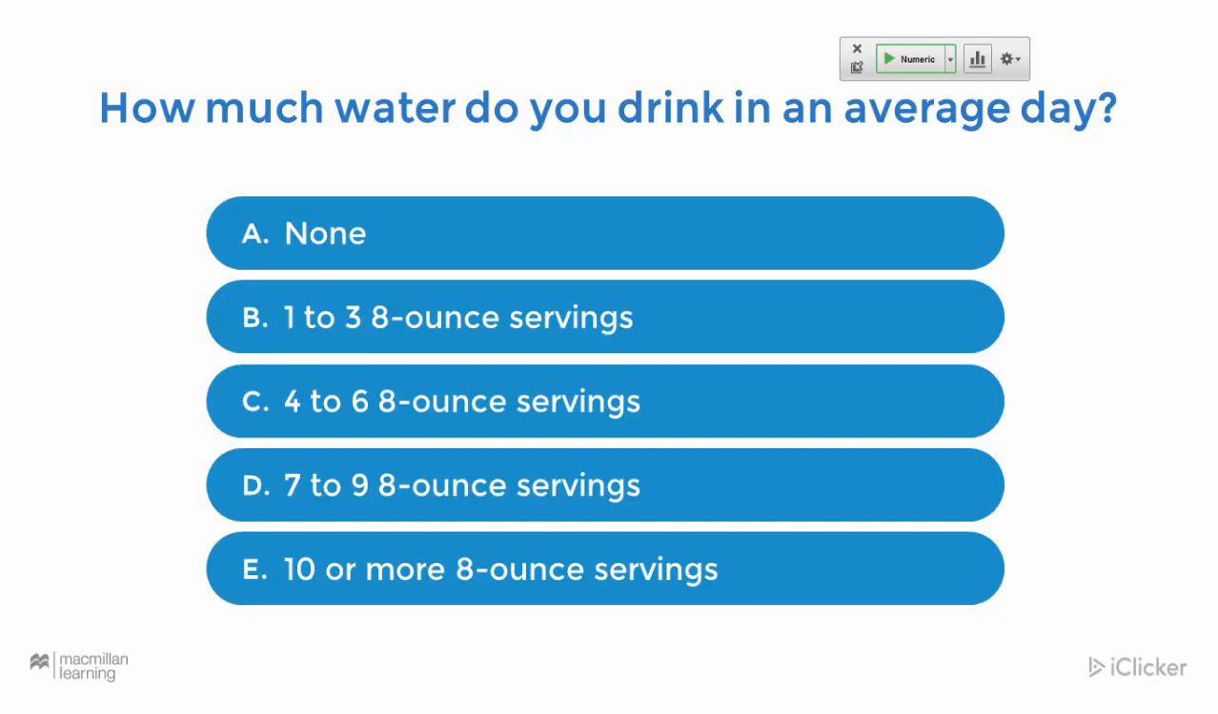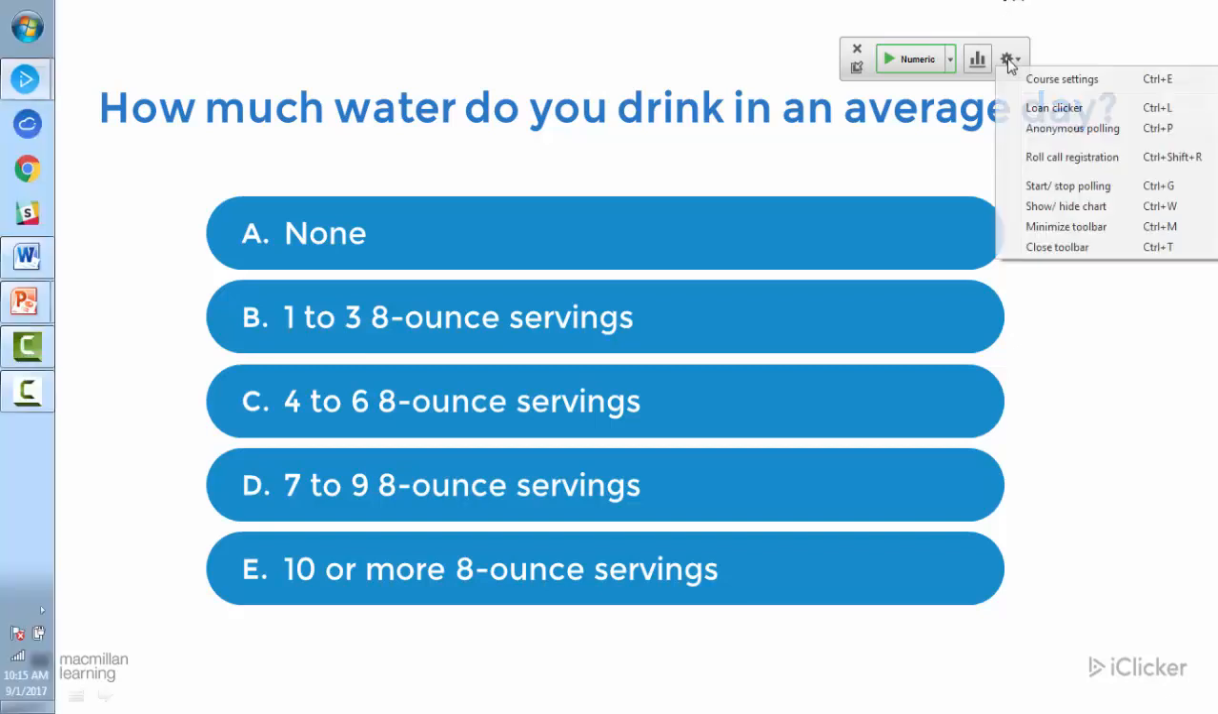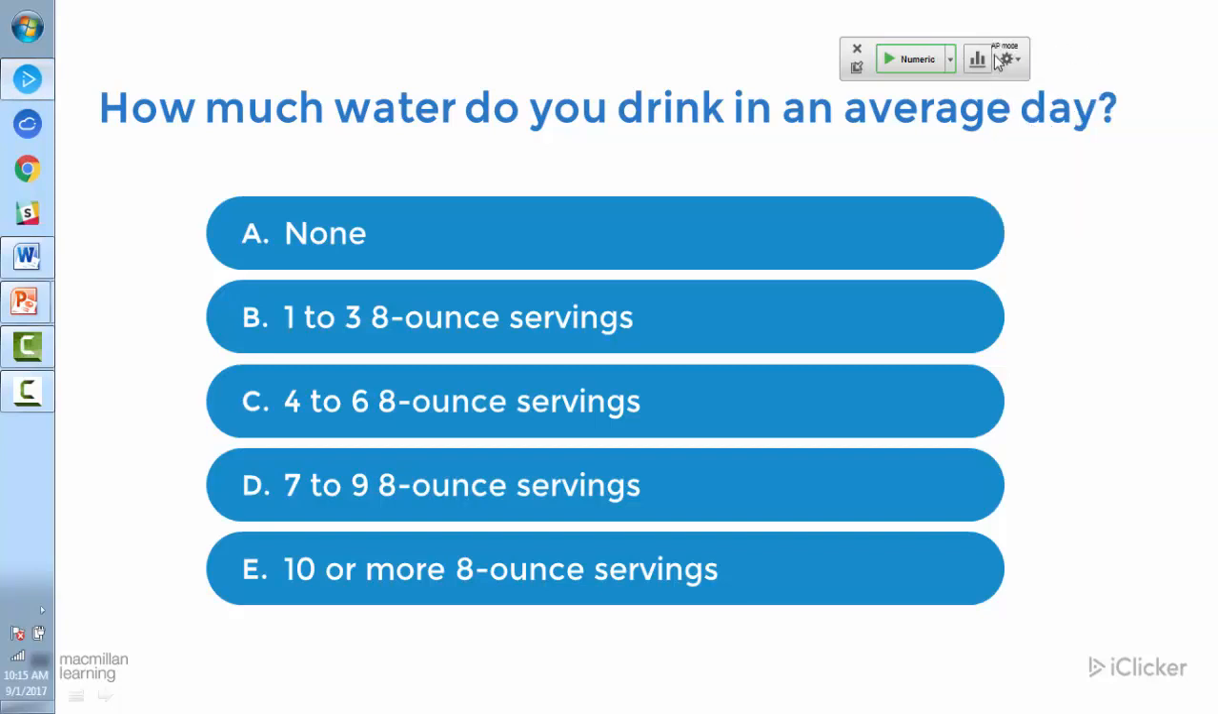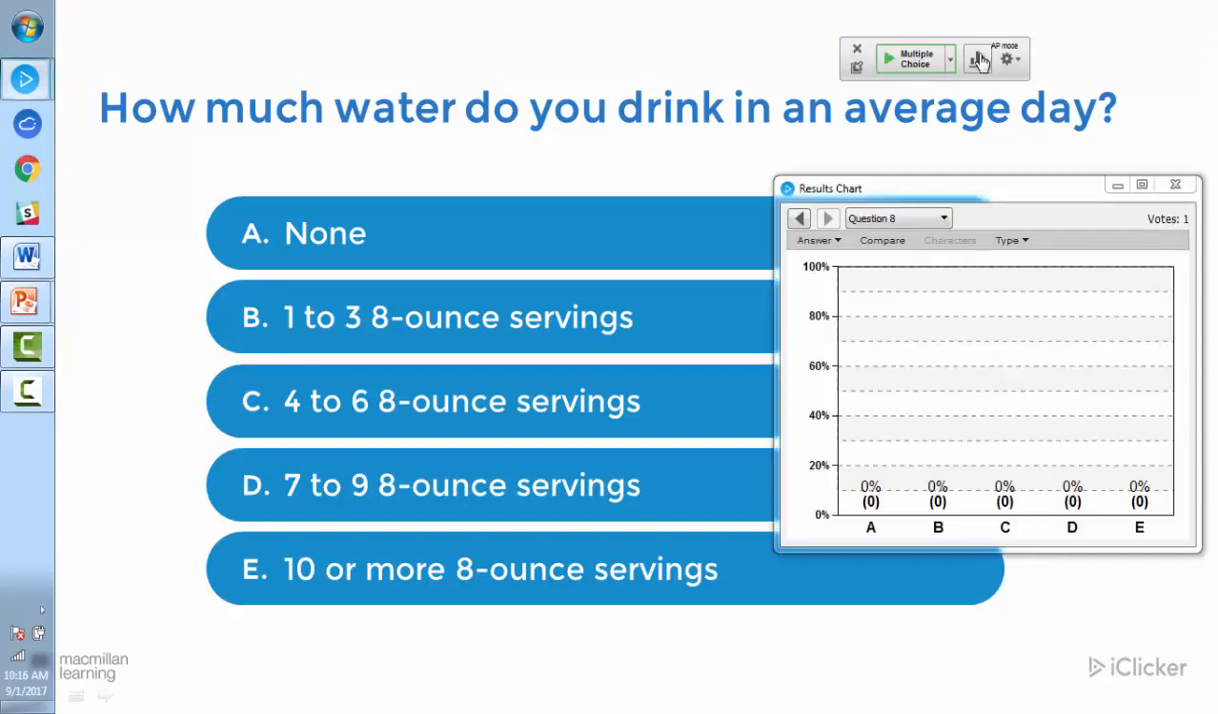All I need to do is click the settings icon here and then click Anonymous Polling. So now you can see it's set to AP mode. I need to change my question type because this is a multiple choice question, not a numeric, and then I just click the start button. Then I click on the results.